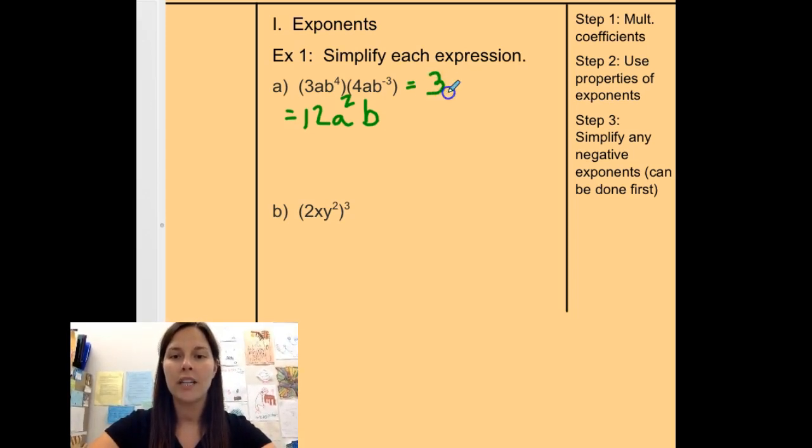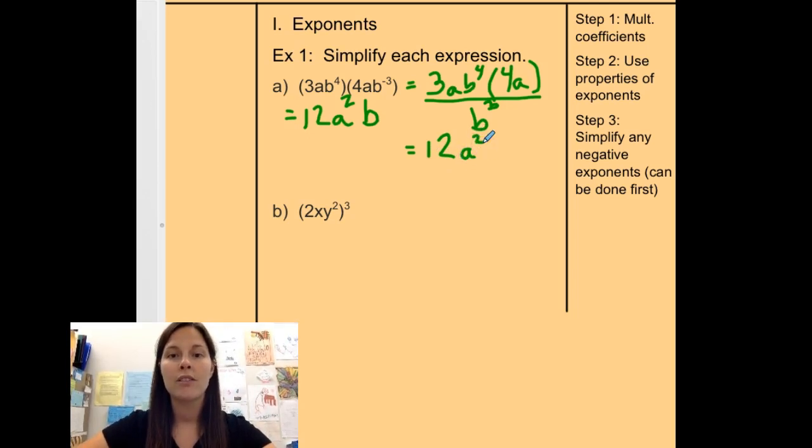Looking at this a different way, simplifying that negative exponent first, which is an option, we would leave 3ab to the 4th alone. We would leave 4a alone because only the b has a negative exponent. So only the b would move to the denominator, and that exponent would become positive. Simplifying, we still have that 3 times 4 in the numerator. We still have a times a in the numerator. And then we would use our division rule and subtract those powers. 4 minus 3 is 1. We'd be left with 1b again.